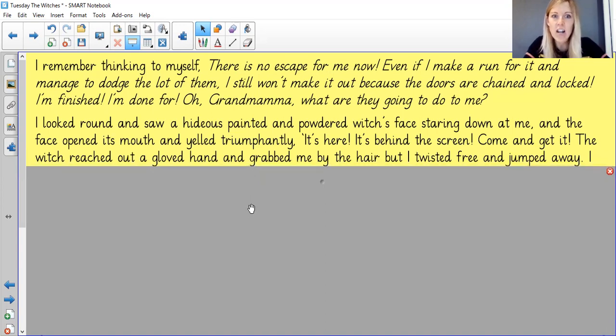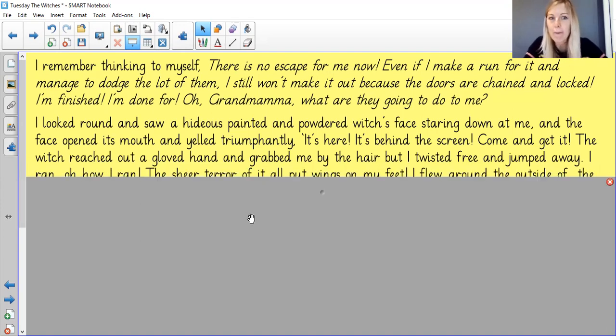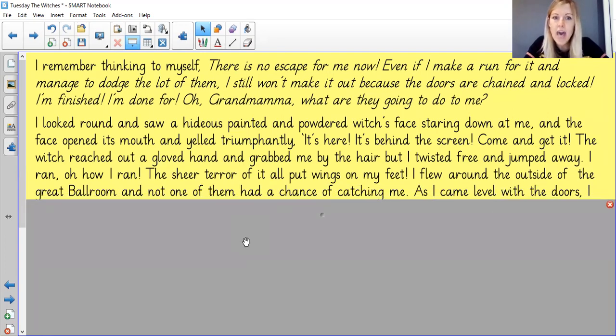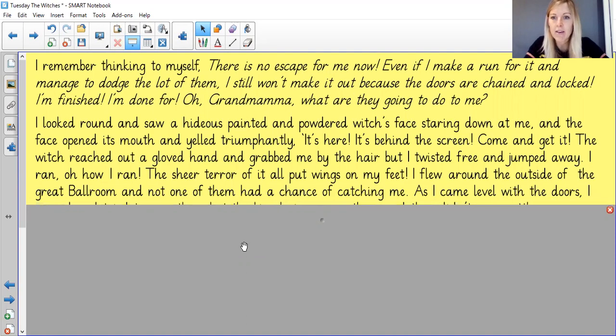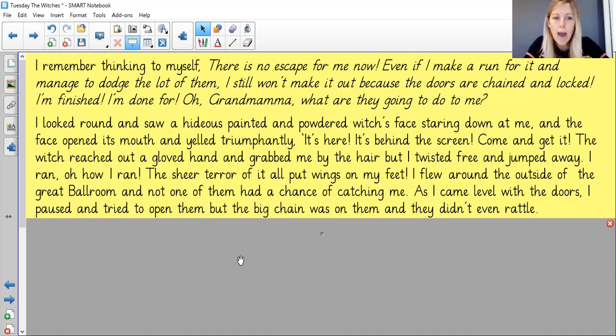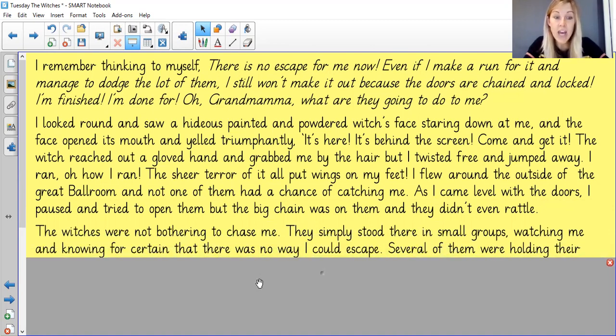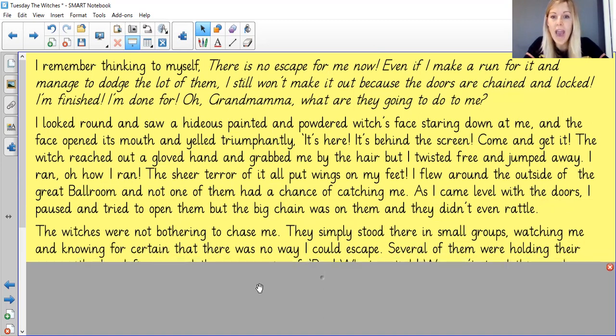The witch reached out a gloved hand and grabbed me by the hair, but I twisted free and jumped away. I ran. Oh, how I ran. The sheer terror of it all put wings on my feet. I flew around the outside of the great ballroom, and not one of them had a chance of catching me. As I came level with the doors, I paused and tried to open them, but the big chain was on them, and they didn't even rattle. The witches were not bothering to chase me. They simply stood there in small groups, watching me, and knowing for certain that there was no way I could escape.